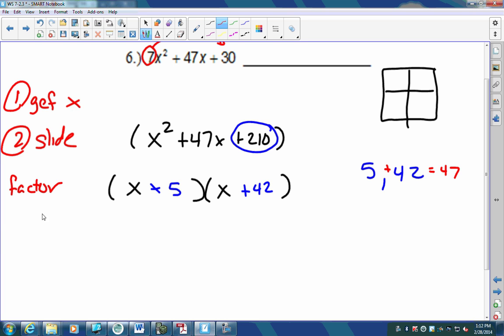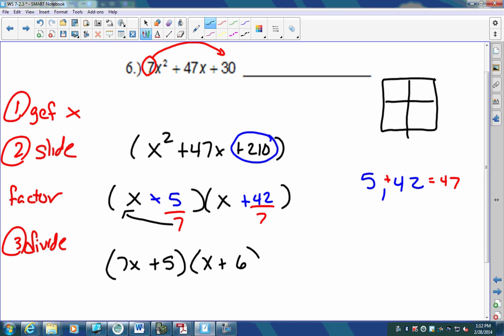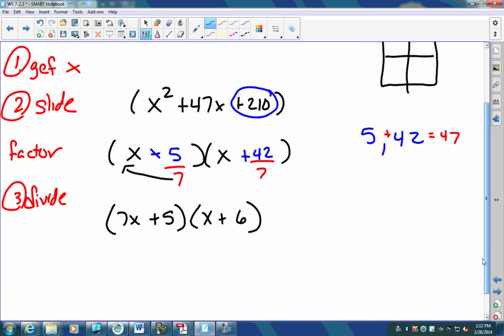Now, I told you that if you slide, what do you have to do? You have to divide. What number did we slide? We slid the 7. So that's what I've got to divide each of these numbers by. Now, does 5 divided by 7 work out evenly? Nope. So I'm going to move the 7 up here. 7x plus 5. What's 42 divided by 7? 6. I already wrote it in there.